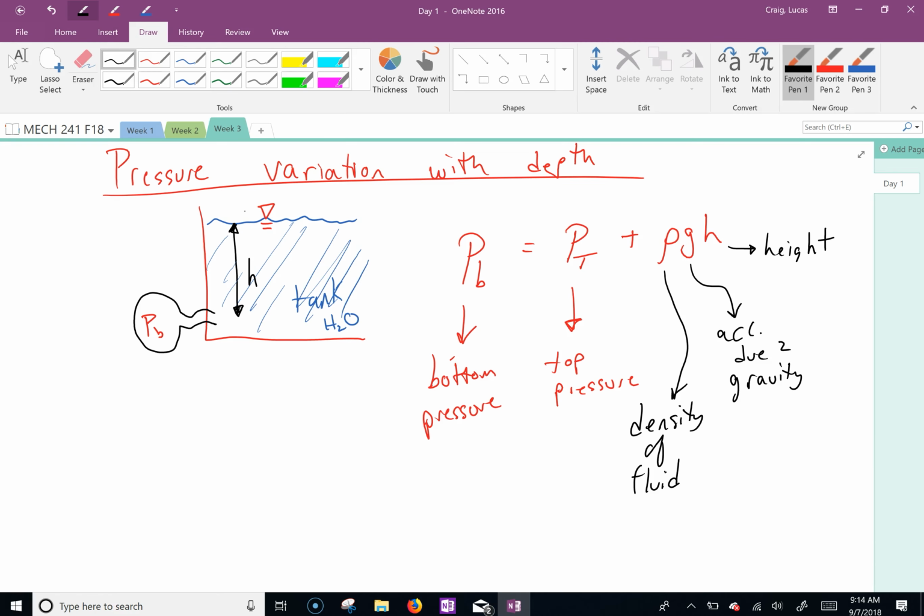So anytime you want to know what your pressure is, as long as you know the density of the fluid you're in and the height you are, then you know your pressure.